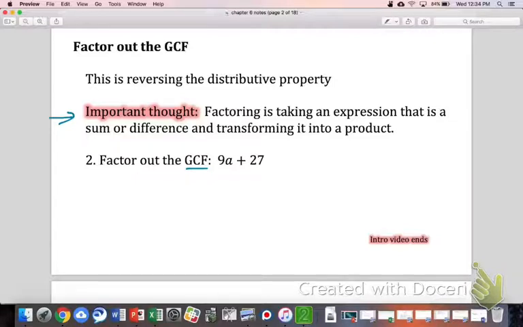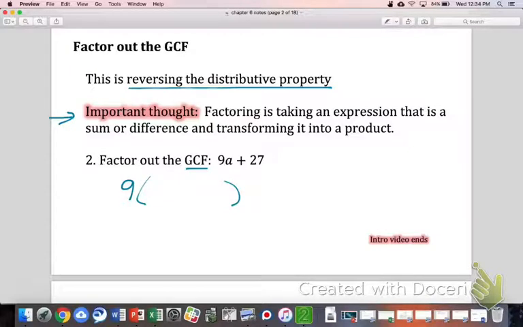So what we can do here is essentially reverse the distributive property. That's what this is, more or less. And we're going to undistribute or factor out a 9. So I'm going to factor that 9 out. I'm going to write it right there. And let's remember that with the distributive property, there's always parentheses involved. So I'm going to put 9 and then some empty parentheses here.